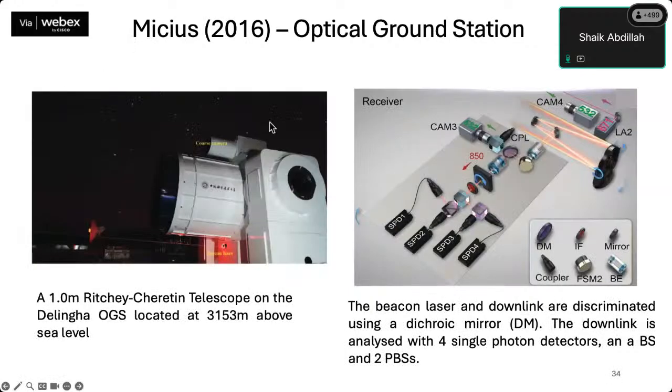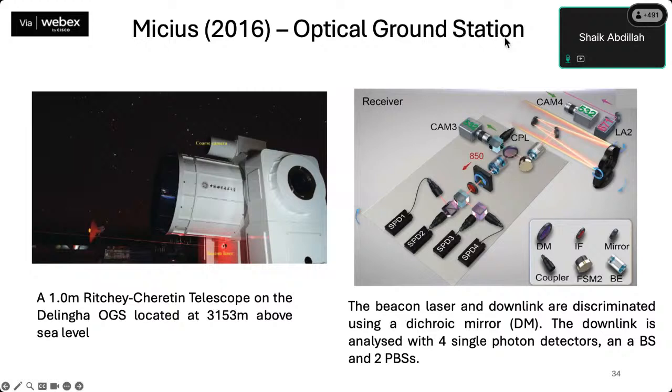The ground station was located at Delingha. They used a 1 meter telescope located in a very mountainous area, about 3,000 meters above sea level. That is very beneficial because it has very low light pollution. And the fact that it's very high above ground means they don't suffer as much atmospheric turbulence, the turbulence that arises because of traffic and urban activities.